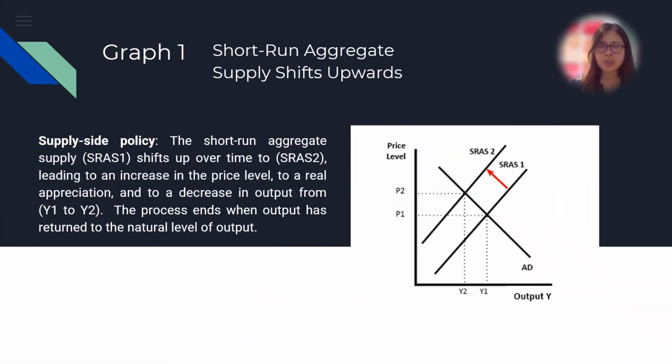If we look at the shifts graphically, this is what we will see on the supply side. The short-run aggregate supply (SRAS1) shifts up over time to SRAS2, leading to an increase in the price level, to a real appreciation, and to a decrease in output from Y1 to Y2. The process ends when output has returned to the natural level of output.